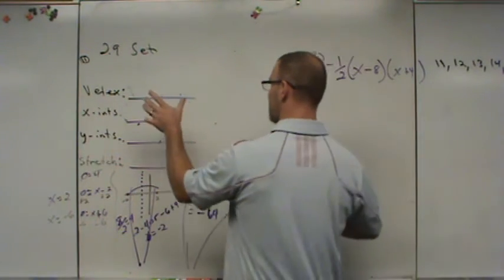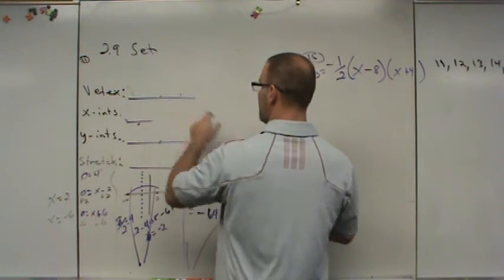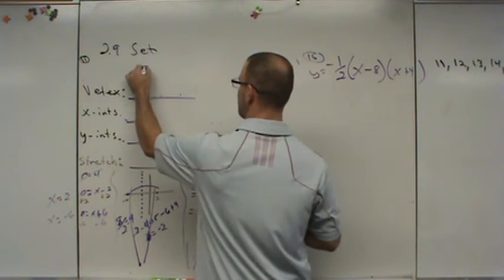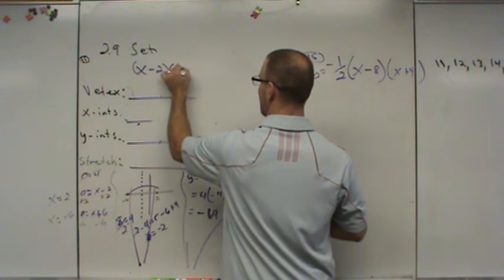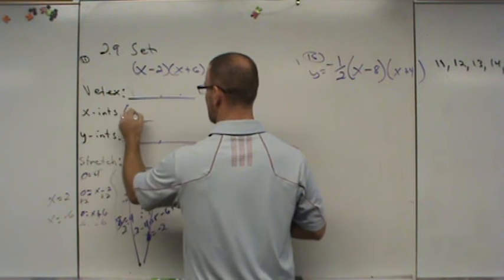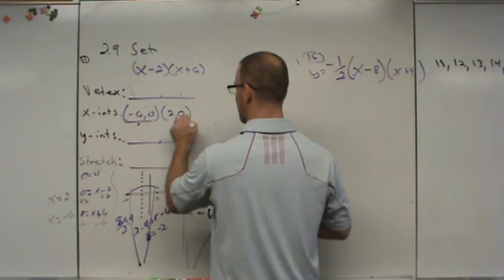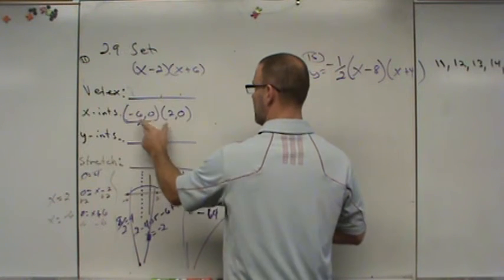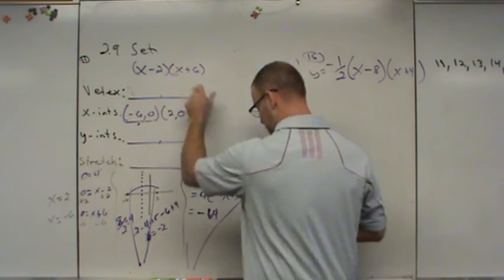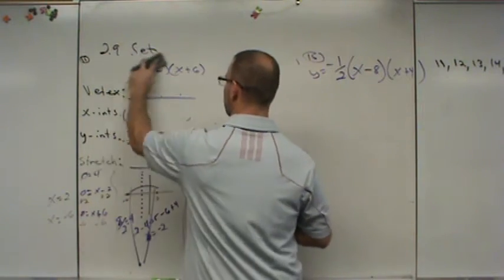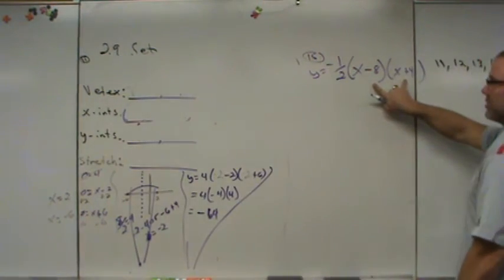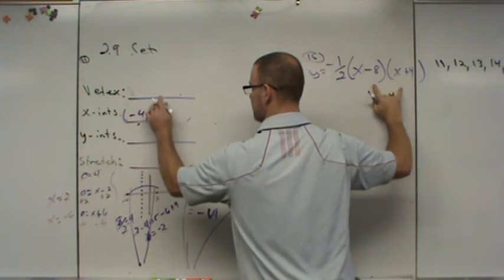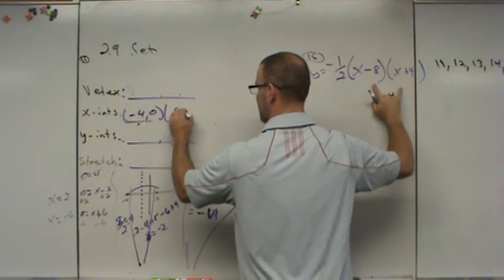Go back and look at what we had here. The x-intercepts were the opposite of what those factors were. I shouldn't have erased it. x minus 2, x plus 6. My x-intercepts were negative 6 and 0, 2 and 0. Look at my factors, look at my x-intercepts. What do you notice? The x-intercepts are the opposite values of what your factors are. So if that's the case, what are my x-intercepts? Negative 4, positive 8. Minus 4 and 0. 8 and 0.